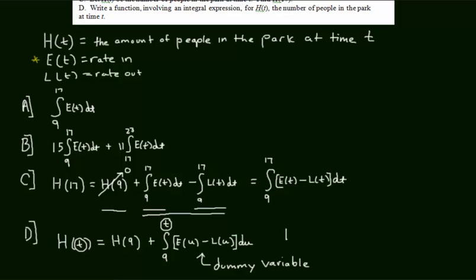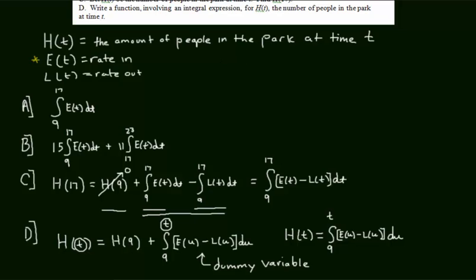Putting it together, h of t equals h of 9, which is 0, plus the integral from 9 to t of e of u minus L of u, du. That is the answer to part D. I would like to take a moment to explain why we need a dummy variable. So we'll come up above here and take a look at it.